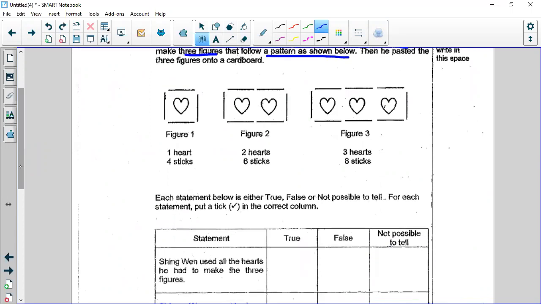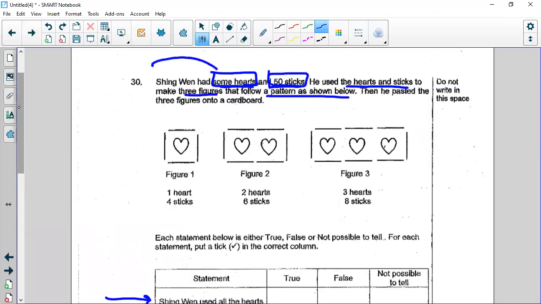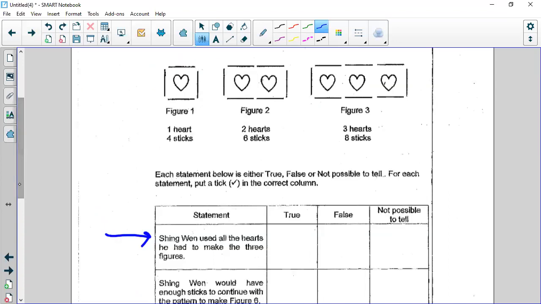Okay, you look at the 3 figures, right? So did Shiwen use all the hearts he had to make the 3 figures? If this statement is true, then Shiwen must have 6 hearts already, right? But did he use all the hearts? We are not sure. Why are we not sure? Because it could be more than 6, right? He had some hearts. We don't know how many. So we have to put not possible to tell. Yeah, you put true, how do you know? The question says he had 6 hearts. The question says he had some hearts. Okay, some hearts.